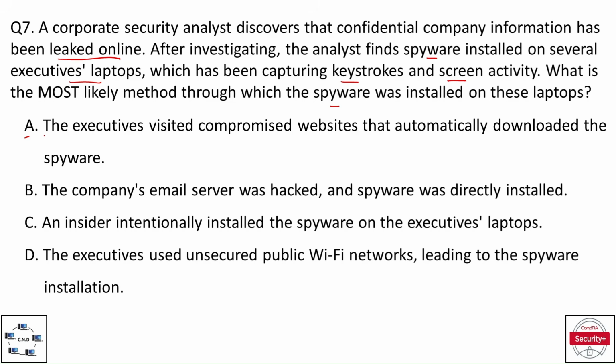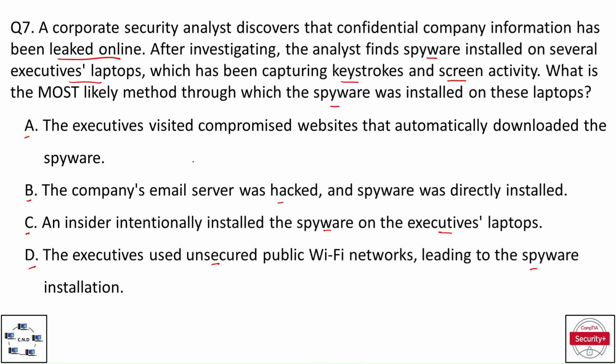And the options are: option A, the executives visited compromised websites that automatically downloaded the spyware. Option B, the company's email server was hacked and spyware was directly installed. Option C, an insider intentionally installed the spyware on the executives' laptops. And option D, the executives used unsecured public Wi-Fi networks, leading to the spyware installation.